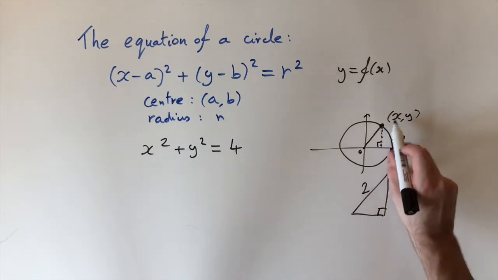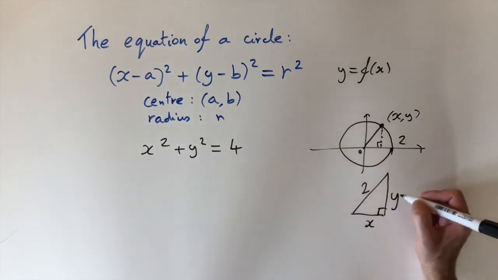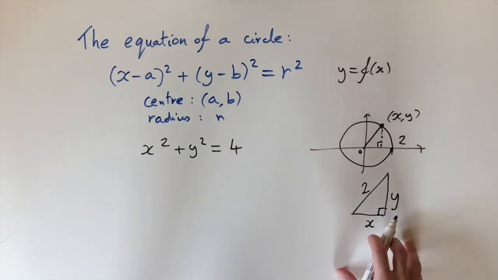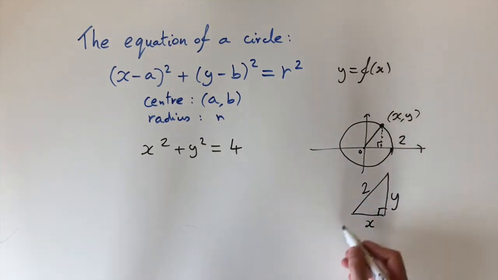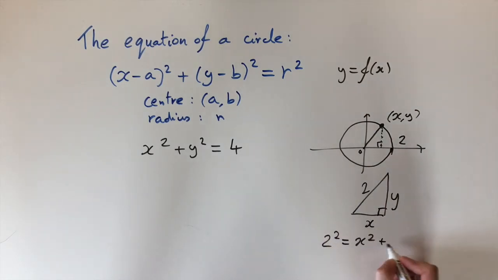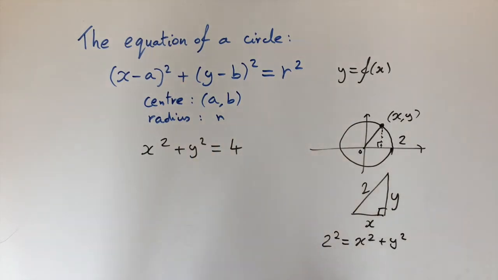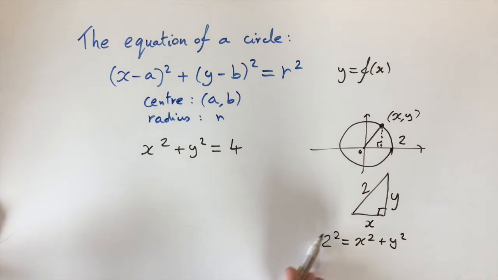Since this is just the general point (x, y), the x coordinate is x and the y coordinate is y. Now that we have a right angle triangle, we can apply Pythagoras' theorem. This is the hypotenuse, so it tells us that 2 squared equals x squared plus y squared. This is exactly the same equation we have up here. So this is where the whole form of the equation of a circle comes from. And we see why it's r squared and not r: it's because we need to apply Pythagoras to get this squared.